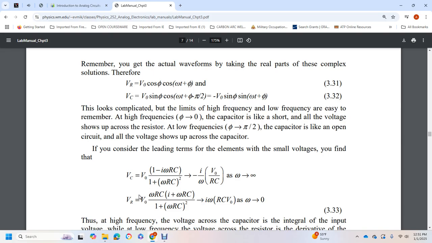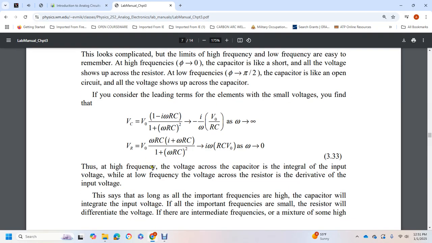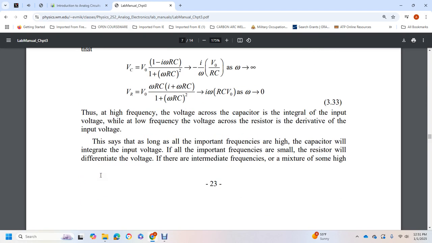Low frequency results in a phase of pi over 2 for the capacitor, which is like an open circuit, so the voltage shows up across the capacitor. Looking at the leading terms, you find that at high frequency the voltage across the capacitor is the integral of the input voltage, while at low frequency the voltage across the resistor is proportional to the input voltage.